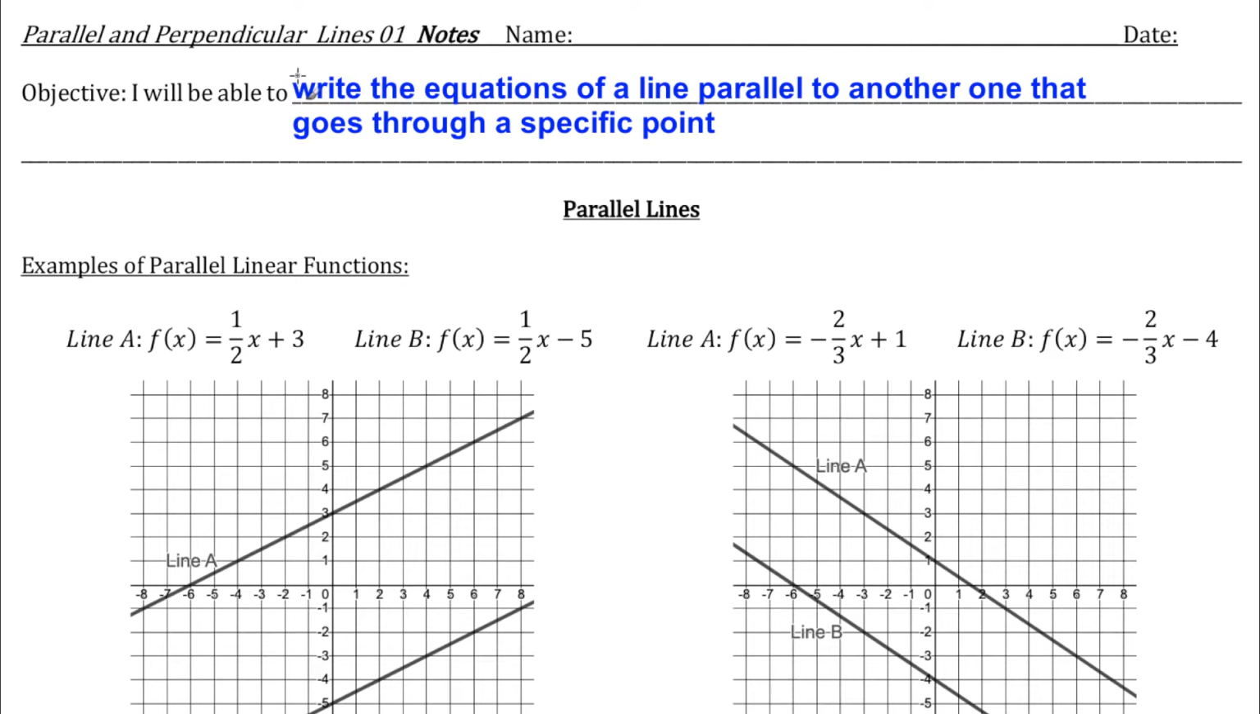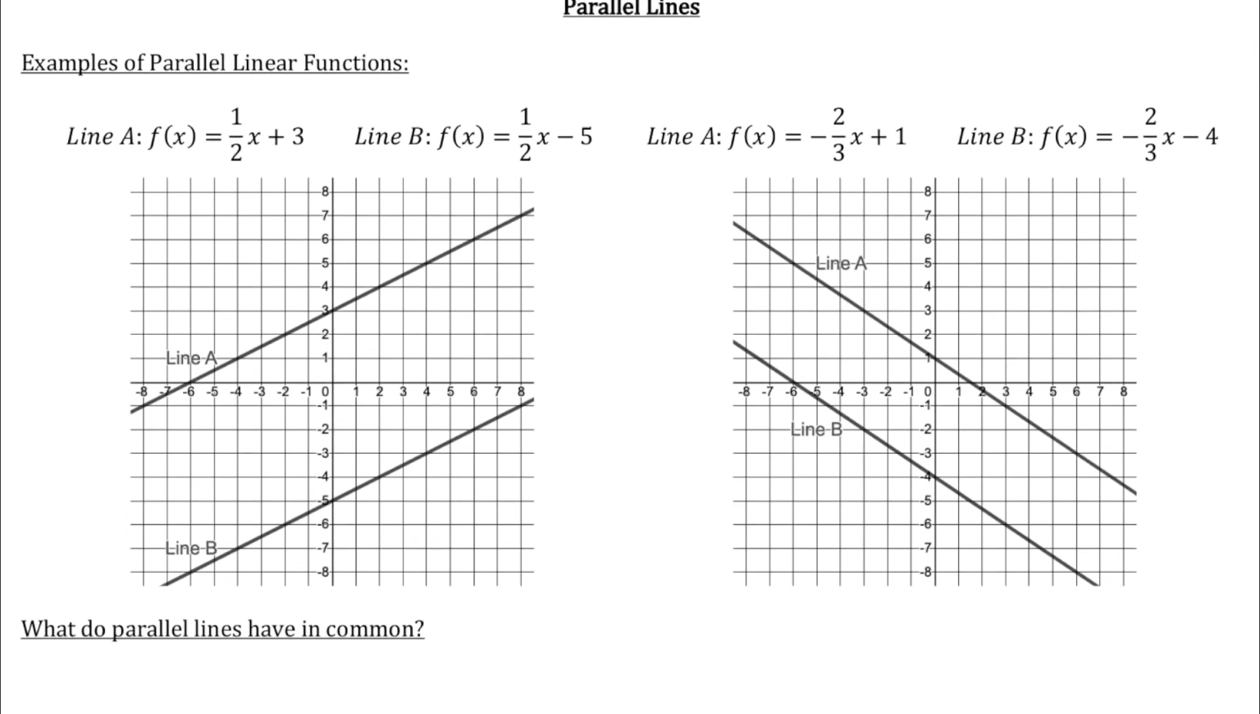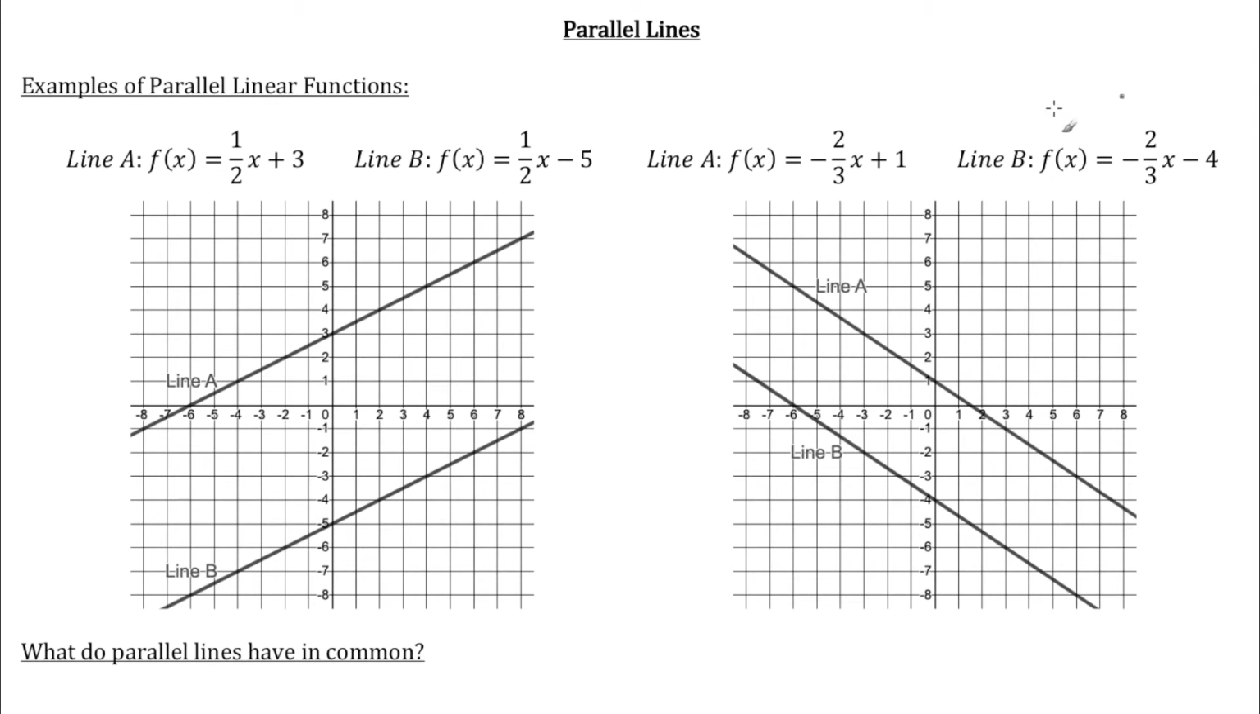All right, so in this lesson, we're going to write the equation of a line parallel to another that goes through a specific point. So we're going to write an equation of a line that's parallel to another and it goes through a certain point. So let's find out about some parallel lines.